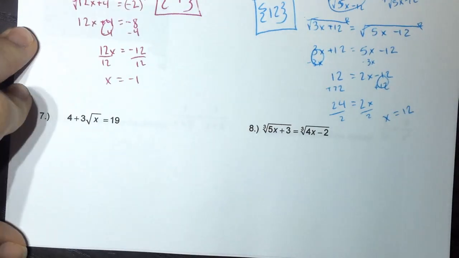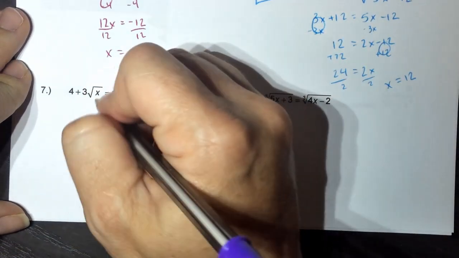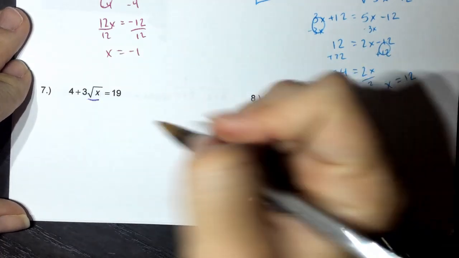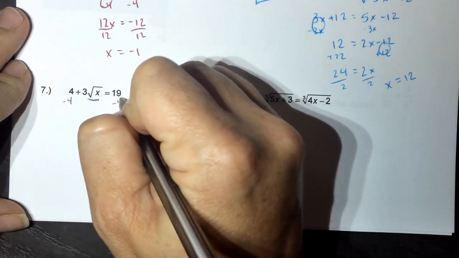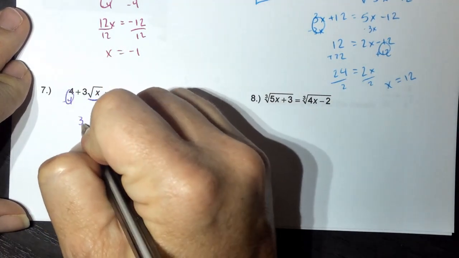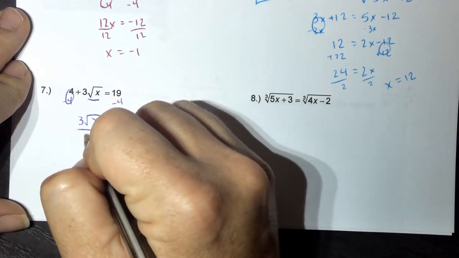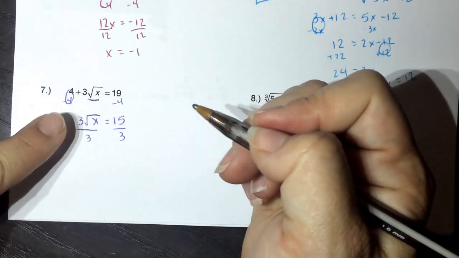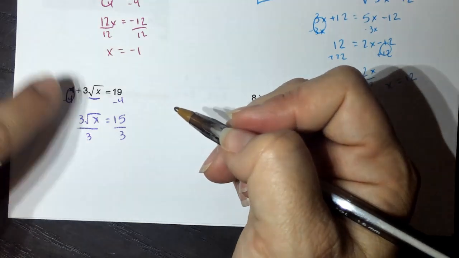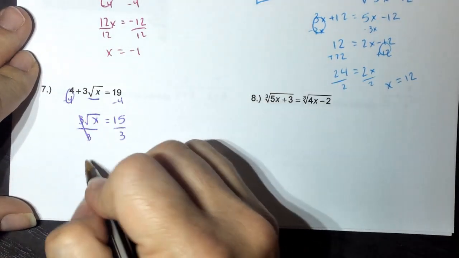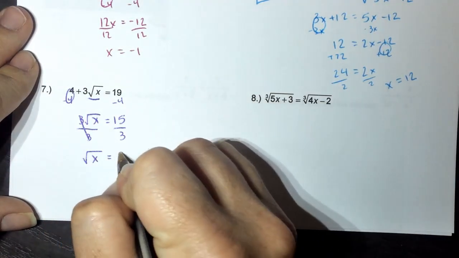Okay, let's look at number 7. On number 7, I have to get this radical alone. So I'm going to do minus 4, minus 4. I get 3 square root of x equals 15. Divide by 3, divide by 3. This is the step a lot of people forget. That 3 is on the outside of the house, so it has to go. And I get the square root of x equals 5.